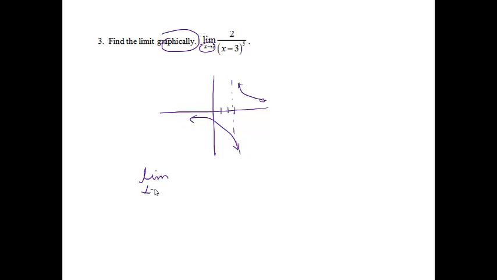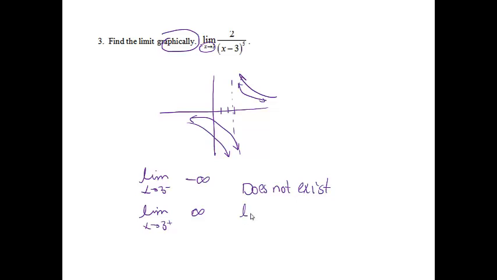So I'm going to find the limit as x approaches 3 from the left and the limit as x approaches 3 from the right. So as I'm coming into 3 from the left, I'm headed down towards negative infinity, and as I'm heading towards 3 from the right side, I'm heading up towards infinity. These two limits do not meet each other, so I am going to say that this limit does not exist. And that would be because the limit as x approaches 3 from the left does not equal the limit as x approaches 3 from the right.